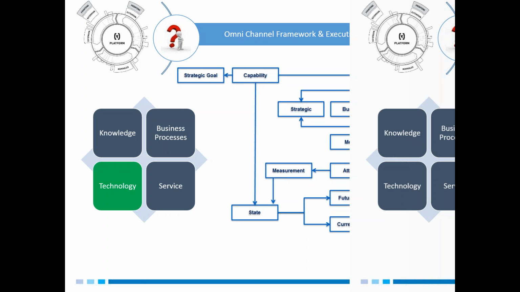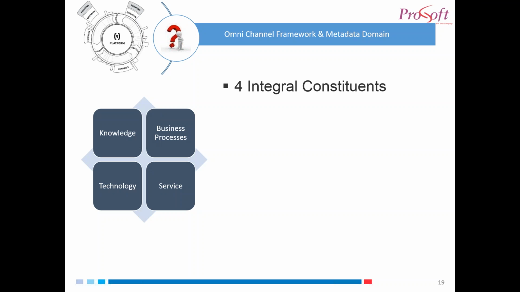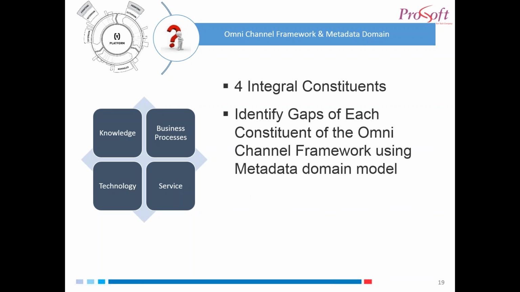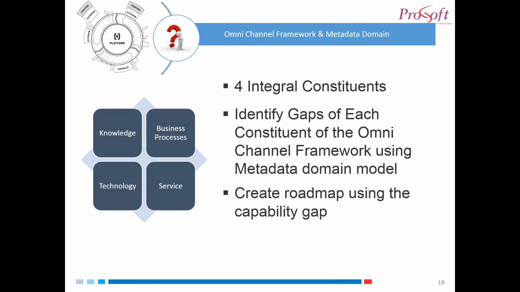Okay, so what we have learned so far is that there are 4 integral constituents of this domain: knowledge, business processes, service, and technology. We have to identify all the gaps of each constituent of the omni-channel framework using the metadata domain model that we saw in the last slide. And then we have to create a roadmap using the capability map. So this will give us a complete picture of where I stand, what things are important, and where I'm going to leverage Hybris to the full extent, having my 50 or 60% of that, and then bringing in all the peripheral technologies, systems and applications to have the complete vision to implement.